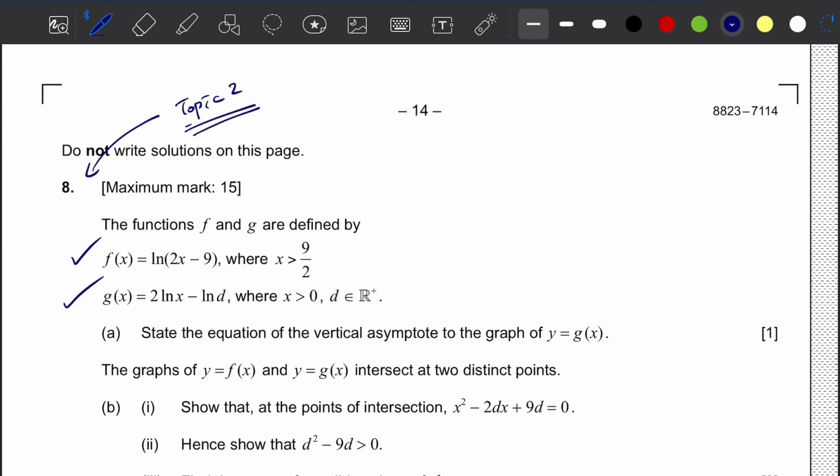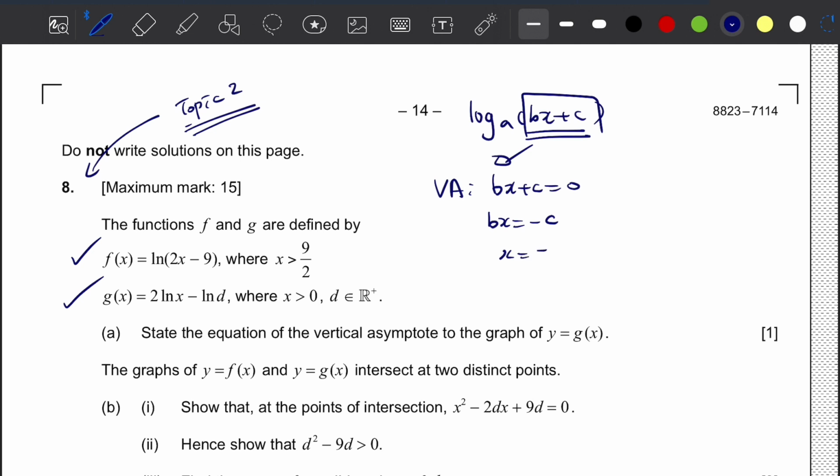So question A, we need to state the equation of the vertical asymptote to the graph of y equals g(x). To find the vertical asymptote of any logarithm, we need to know that the asymptote refers to what's inside of the logarithm. If we have log of (bx plus c), we set bx plus c equal to 0, so bx is the same as minus c, then x is the same as minus c over b, and this is your vertical asymptote.